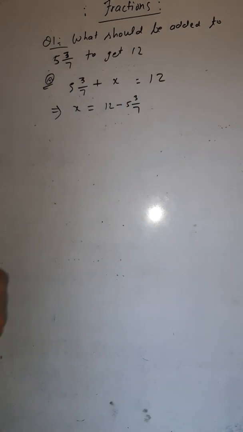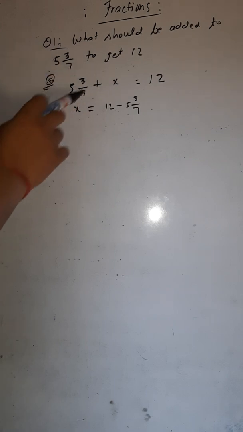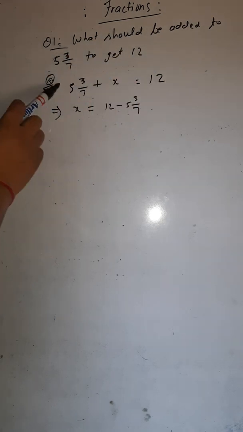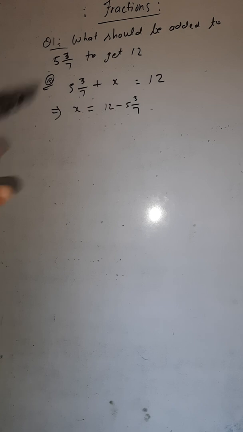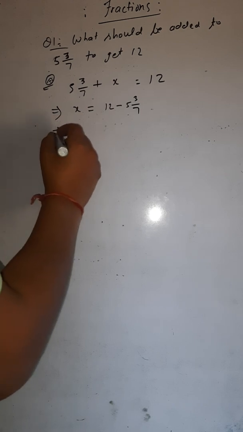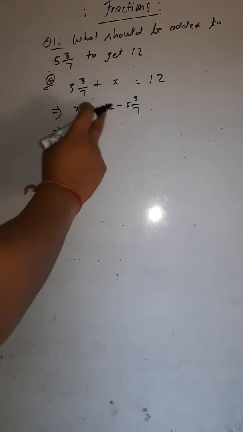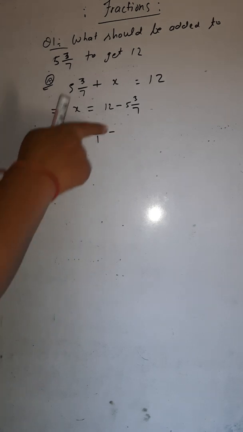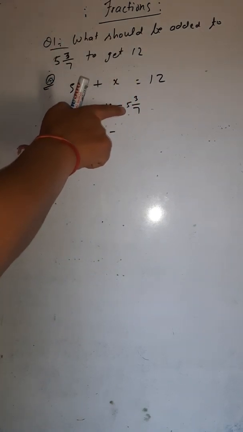Are you getting this? How I have done? I need the value of x, so I just take 5 whole 3 by 7 to the other side, and at that time the sign also changes. So x would be equal to 12, which I can write as 12 by 1, minus 5 whole 3 by 7. This is a mixed fraction, so just simplify it.